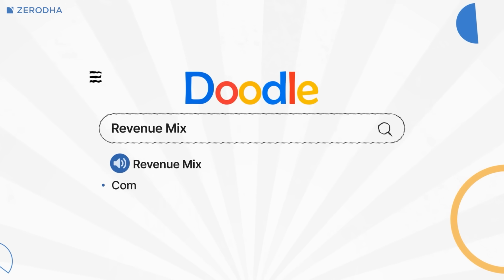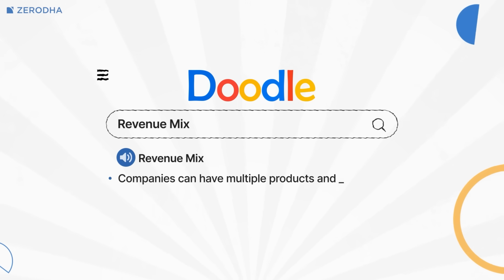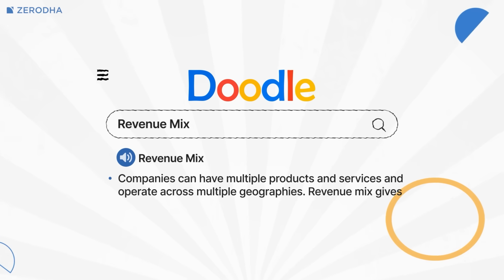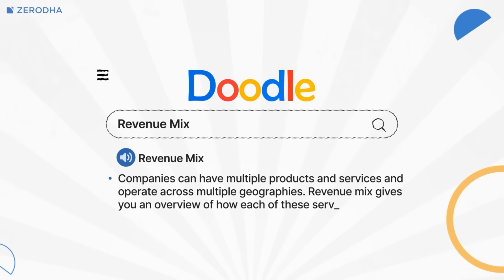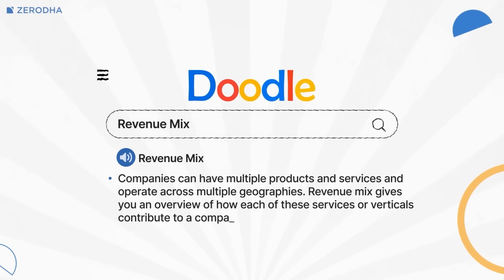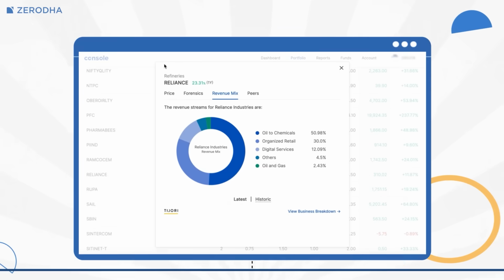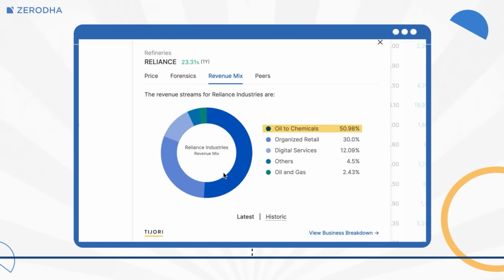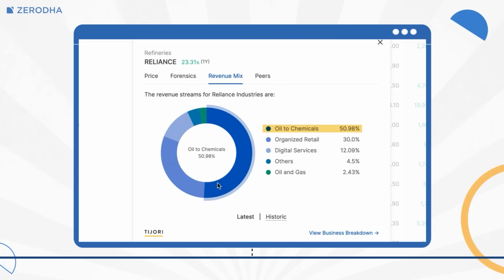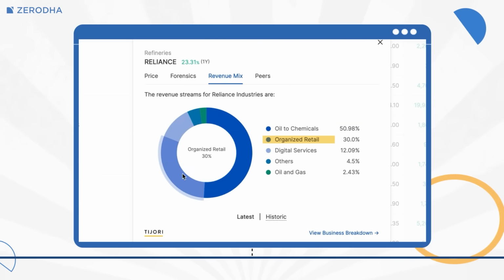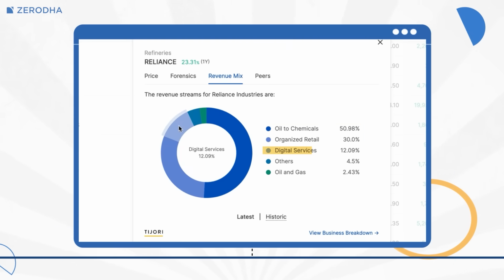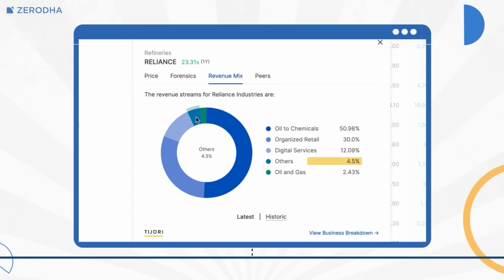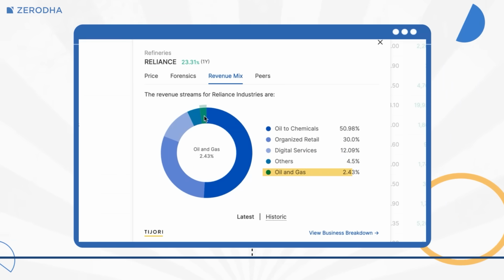Revenue mix. Companies can have multiple products and services and operate across multiple geographies. Revenue mix gives you an overview of how each of these services or verticals contribute to a company's revenue. Here's a revenue breakup of Reliance. Oils to chemicals business contributes around 51% to the company's revenue. 30% of contribution is from retail business. Digital services contribute around 12%, while 4.5% is from other sources, and oil and gas is 2.43%.